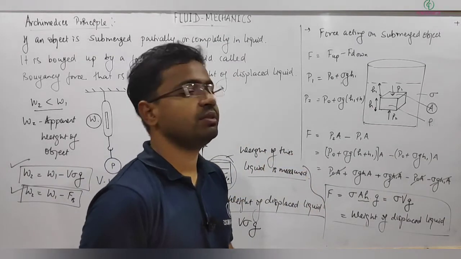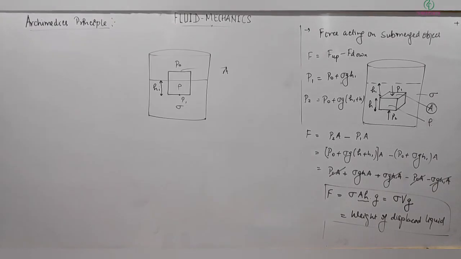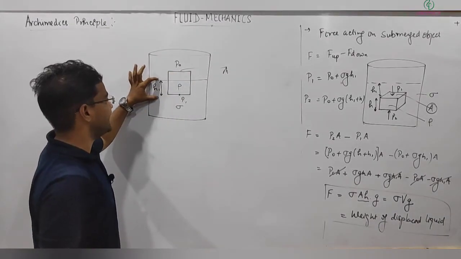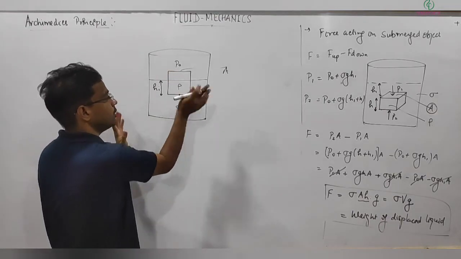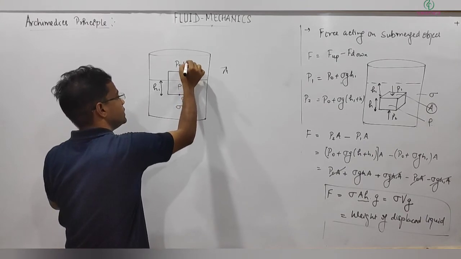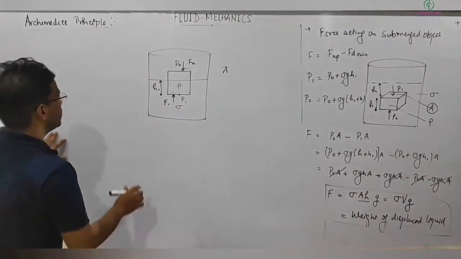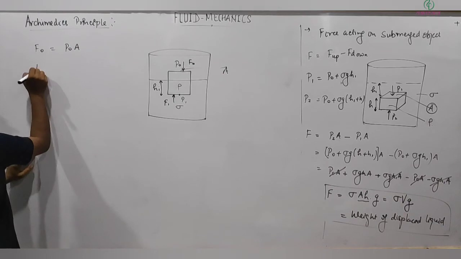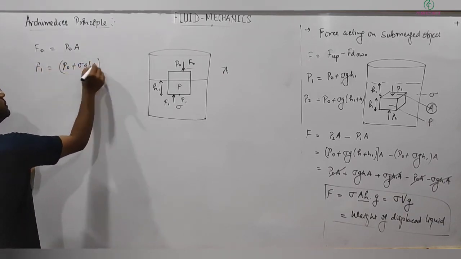Similarly, in exactly the same manner, we can prove it for a partially submerged body too. Let's consider the next case, when the object is partially submerged. Let's say only hi is the height of the object which is submerged. Again the horizontal net force will cancel out. The downward force on this side will be F naught, and the upward force F1. F naught equals P naught into the area of cross section, and F1 equals (P naught plus rho g hi) multiplied by A.